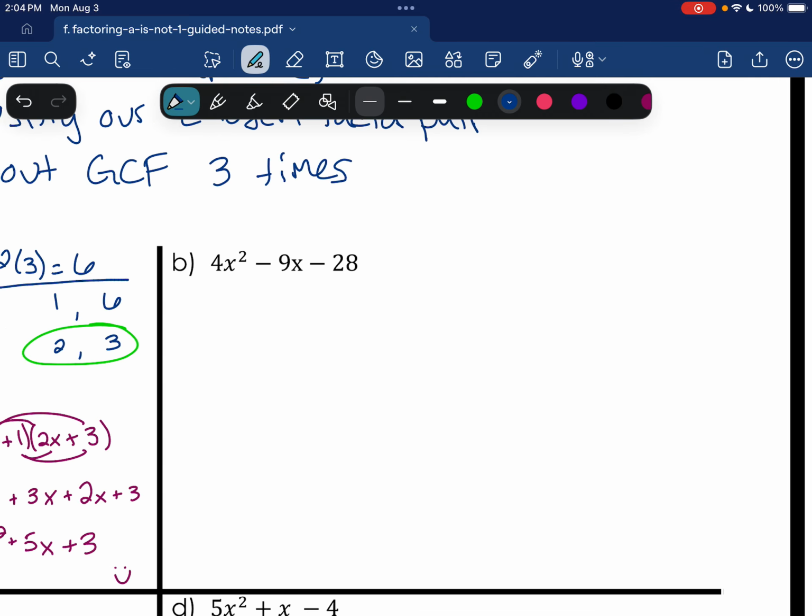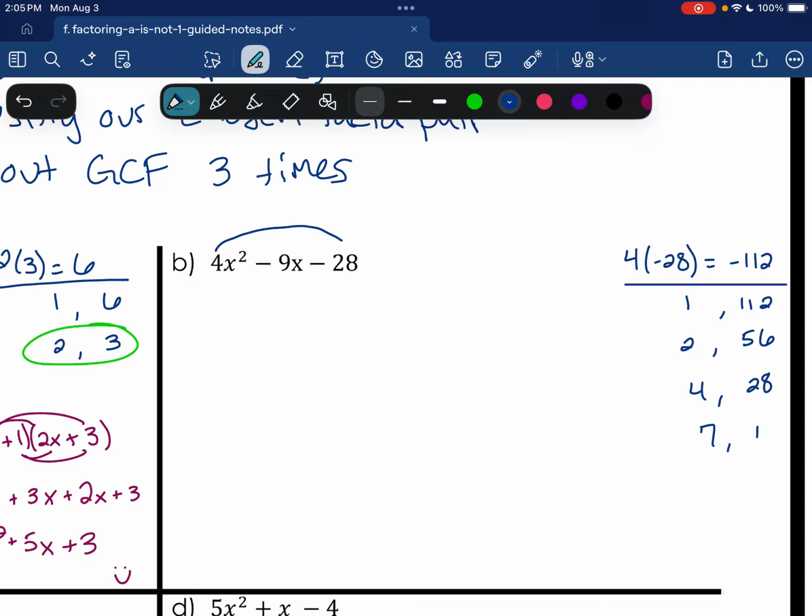4x squared minus 9x minus 28. So again, this is in standard form. Doesn't look like there's a GCF that we can factor out. So we are going to look for factors of 4 times negative 28. And so that's going to be negative 112. This is where it's okay if you need to use a calculator. I always tell my students that you're going to accidentally get really good at your multiplication tables and start memorizing some of these factor pairs even without trying, because you're working with them so often.